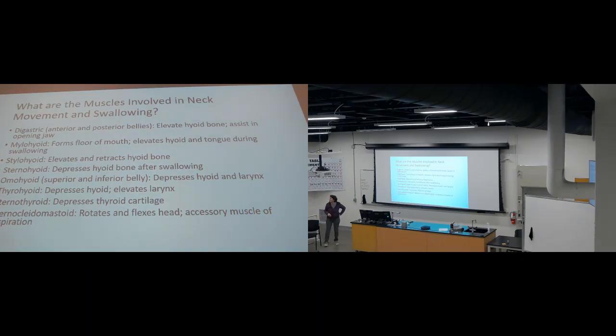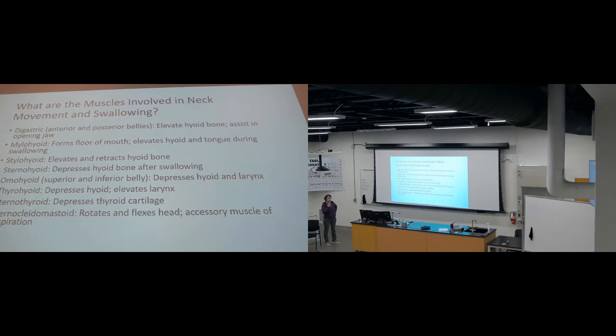So now for muscles involved in swallowing and neck movement. We have a muscle in our neck area, next to our oral cavity, called the digastric. It has two bellies, the anterior and the posterior. In between the two bellies we have a little tendon that runs by a little tendinous extension of the hyoid bone, and it helps to elevate the hyoid bone and open the jaw.